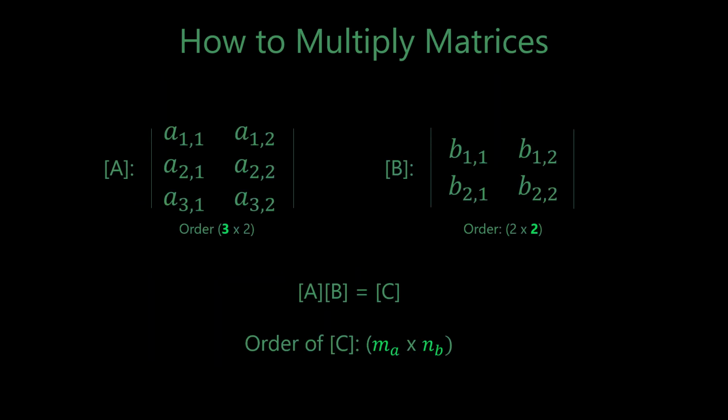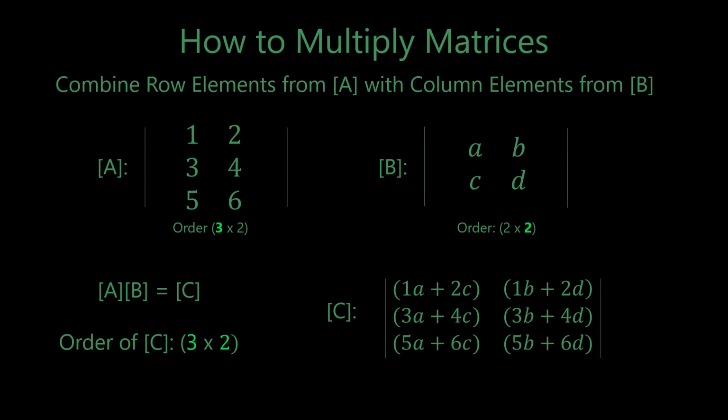If you have a valid operation, then the order of the new matrix is going to have the rows of matrix A and the columns of matrix B. We're going to multiply each row from matrix A with each column from matrix B. So row 1, column 1 of our new matrix has 1 times A plus 2 times C, and row 1, column 2 of our new matrix has 1 times B plus 2 times D.